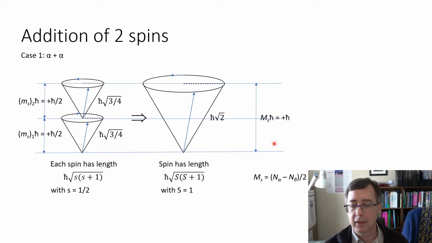So everything is cool with just adding and subtracting plus and minus the halves to get the z projection part. That's the easy part.